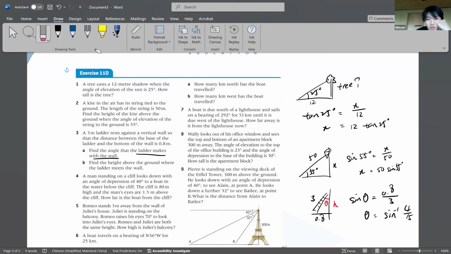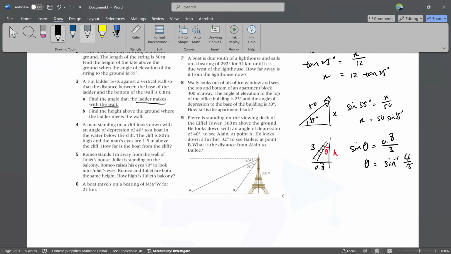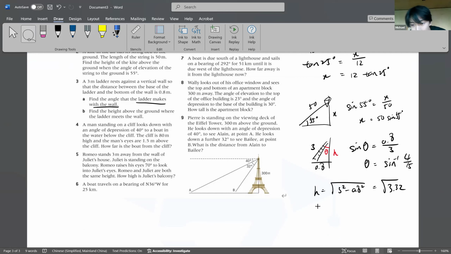All right, what about h? You can actually use Pythagoras instead. Yeah, that's what I did. I did 3 squared minus 0.8 squared, square root of both. This is like 0.8, something like this. Okay, yeah. You have a calculator for these, so it's okay though. It's slightly smaller.